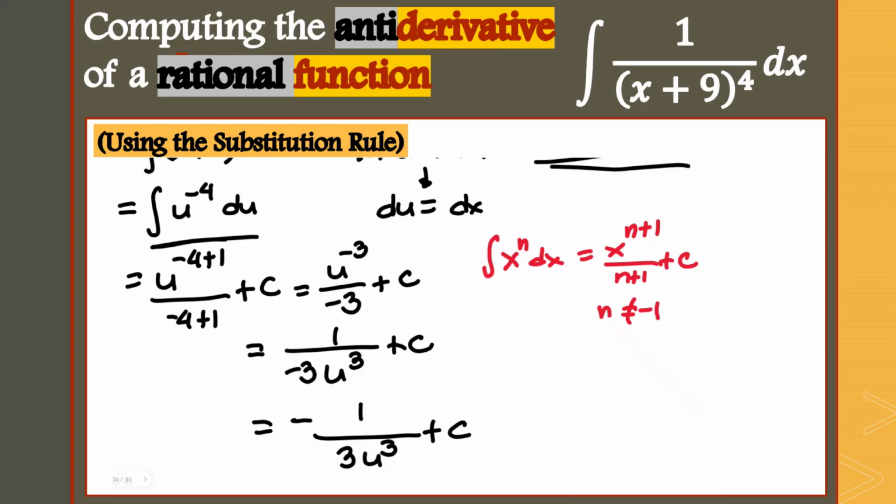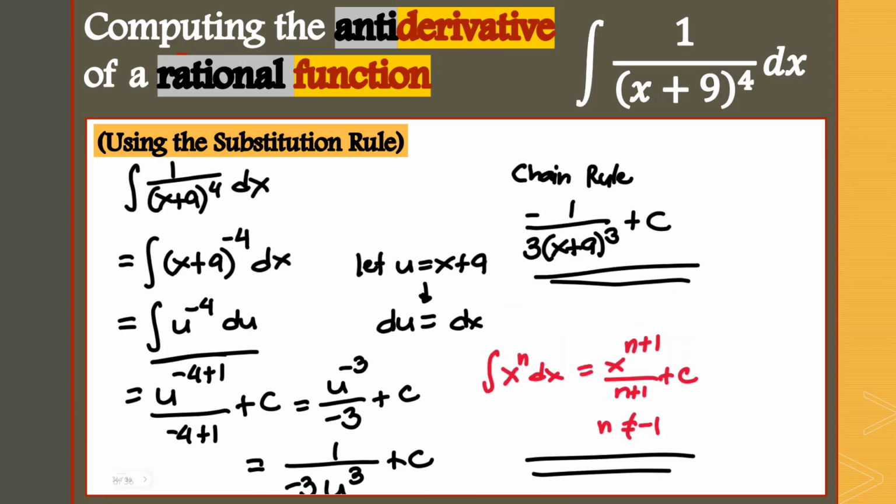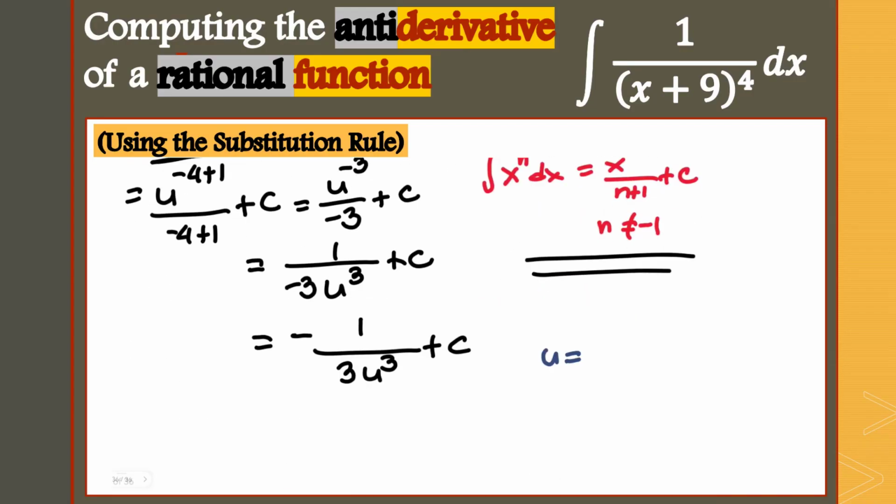Now, this is the final form after applying the power rule, but not yet the final form of the result, because our u is still equivalent to x plus 9. So since our u is equivalent to x plus 9, substituting that in our final answer, you have here -1/3. Our u is actually (x plus 9) raised to 3 plus c.